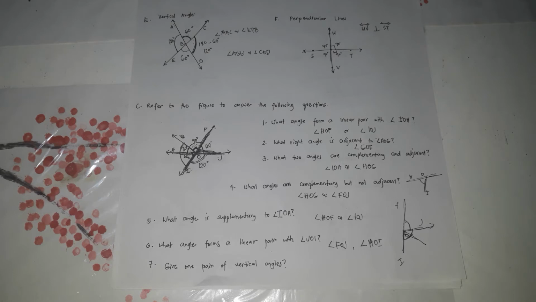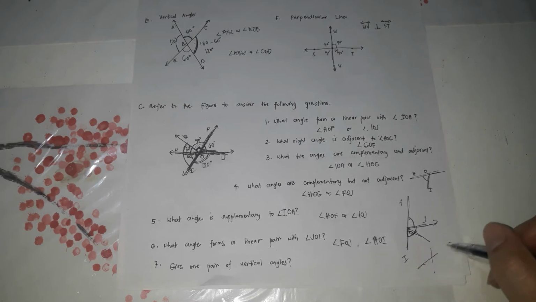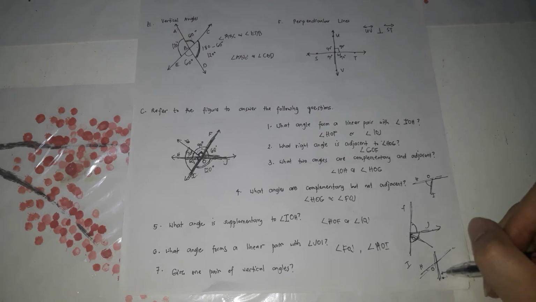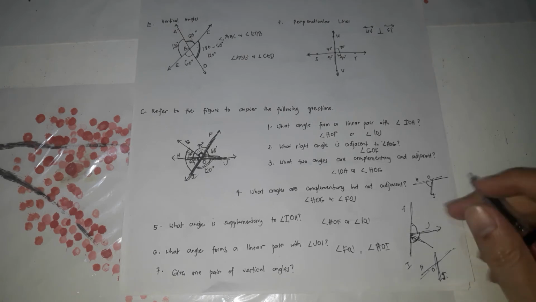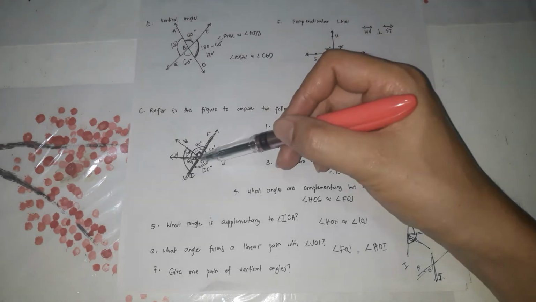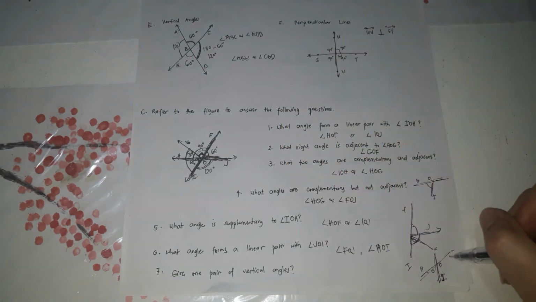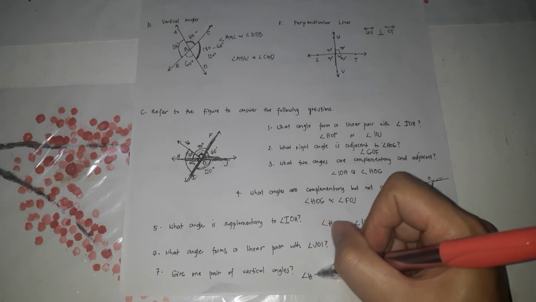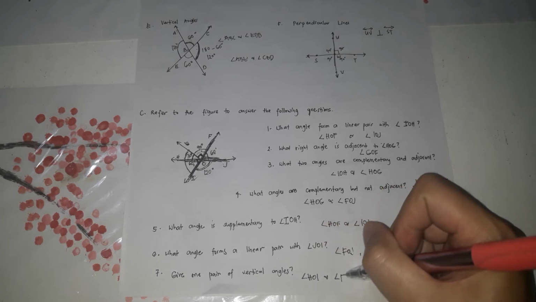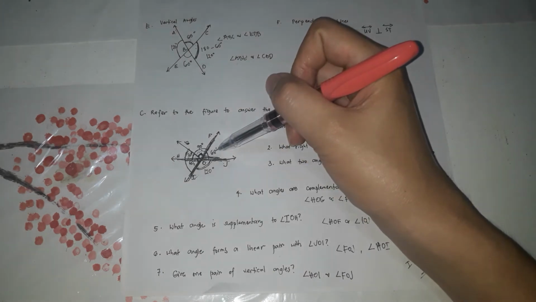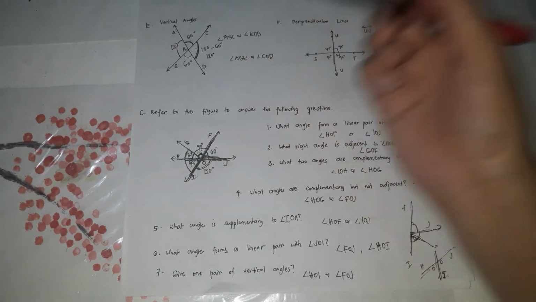Yung vertical angles are yung angles na magkatalikod. Example, itong si HOI. Anong angle na nasa likod ni HOI? That's FOJ. So, HOI and angle FOJ. Yung magkatalikod na angle. So, ito siya at saka ito. Yan ang dalawang magkatalikod na angle.